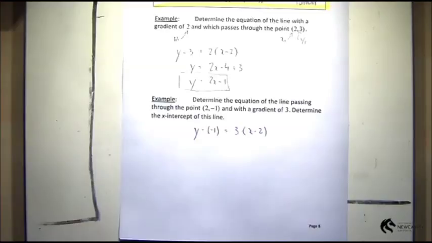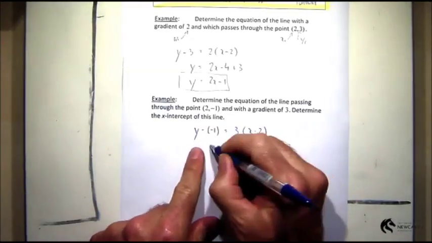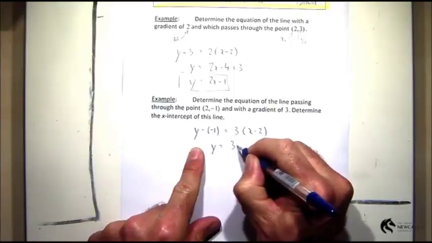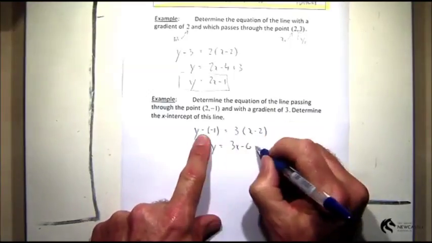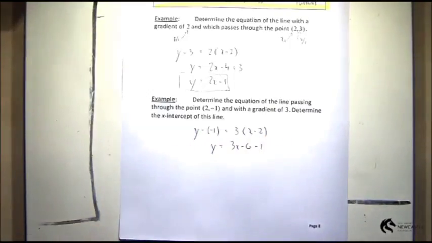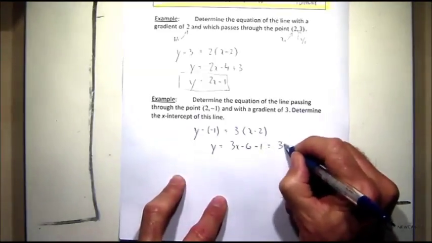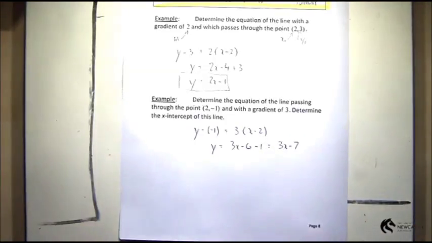Sometimes, of course, we like to write that more simply. So let me write this as, this will be y is equal to 3x minus 6. Now that's plus 1 minus 1. And so here I get 3x minus 7. So y equal to 3x minus 7 is the equation of the line through 2 minus 1 and gradient 3. So that is fairly straightforward. Just substitute into the formula.